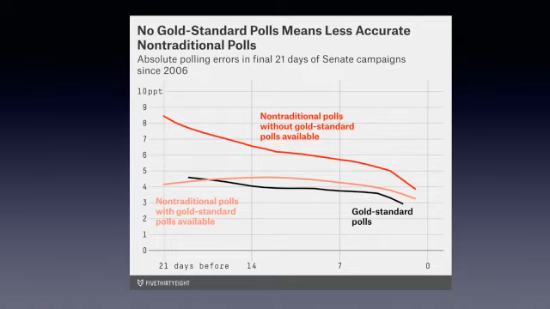So non-traditional polls, so these are IVR robopolls without a gold standard human poll, their error was much greater than non-traditional polls where a human poll was available. Once again, showing that IVR pollsters seem to be using the existence of other polls to help weight the results.